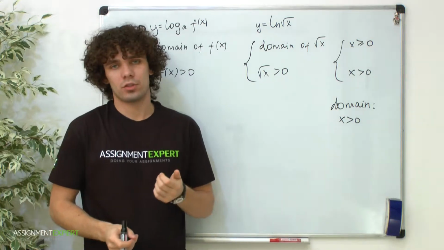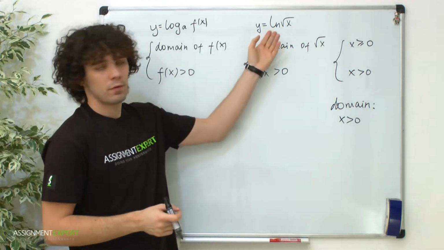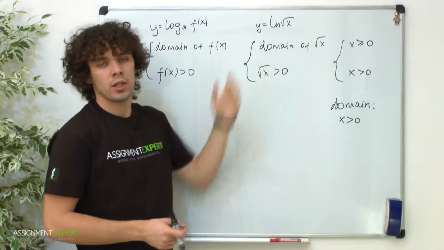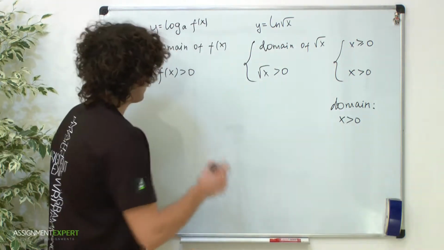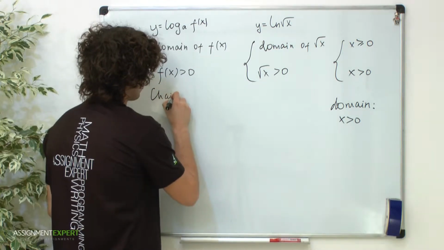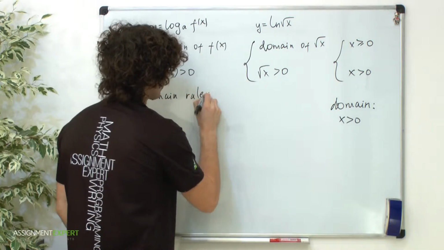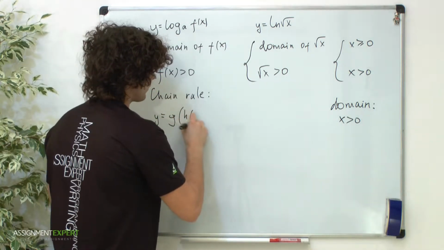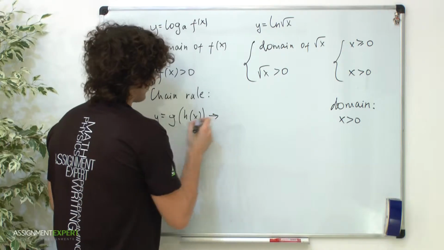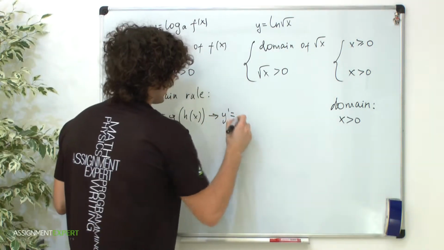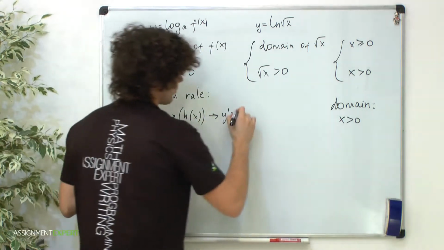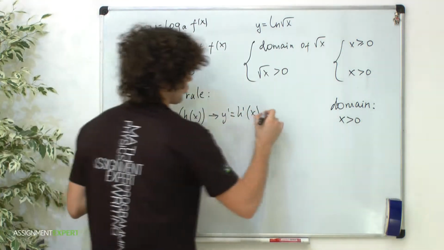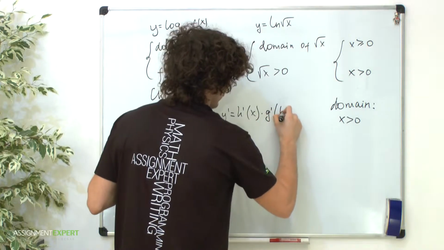Now the range of this function. First we need to find derivative of our function. As we can see, we have the inner and the outer functions here. So we need to apply the chain rule. Let's recall this rule. If we have a function y equals g of h of x, then derivative of this function y prime equals derivative of the inner function h prime of x times derivative of the outer function g prime of h of x.